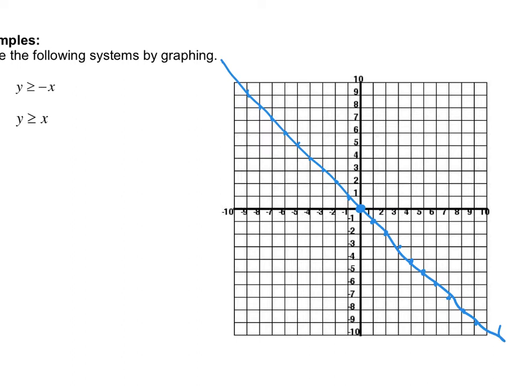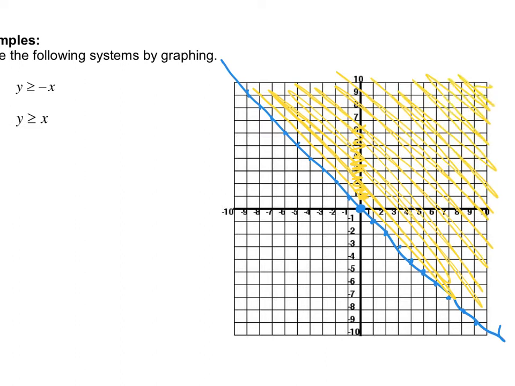Okay. Now we've got to go ahead and shade for this one. So if y is greater than this line, go to your y-axis, and which side is y going to be greater? Going up, right? These are the y values bigger than that line. So that means I'm shading this whole side of the line. Shade lightly.